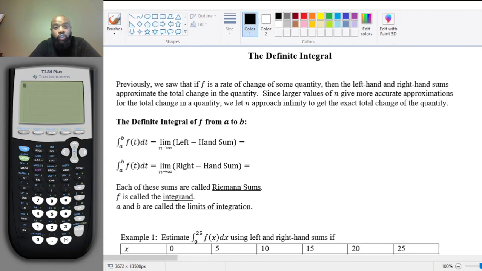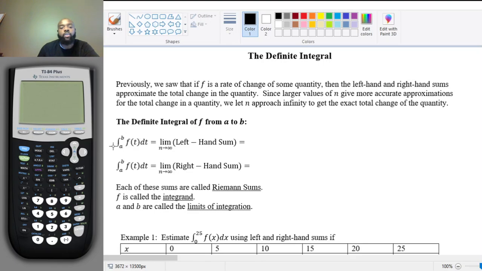But since larger values of n, where n is the number of rectangles that we use to make that estimate, give more accurate approximations for the total change in the quantity, then we want to let n approach infinity, as if we're using an infinite number of rectangles, meaning they're going to have a width that is getting closer and closer to 0 so that we can get the exact area. And so the definite integral of f from a to b, this is how we read this notation.